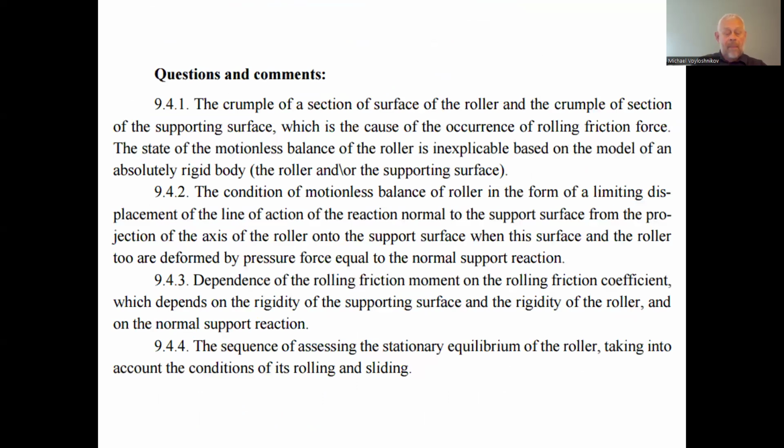Questions and comments. The crumple of a section of the surface of the roller and the crumple of a section of the supporting surface, in case of the occurrence of rolling friction force.